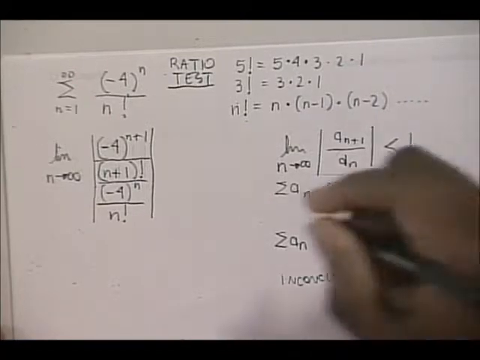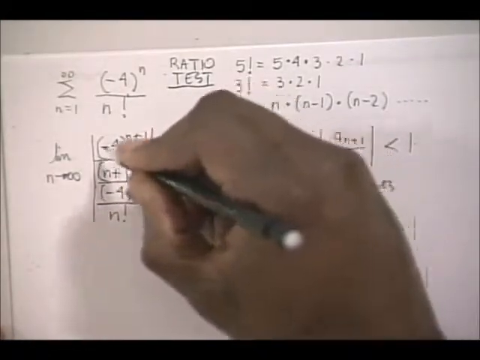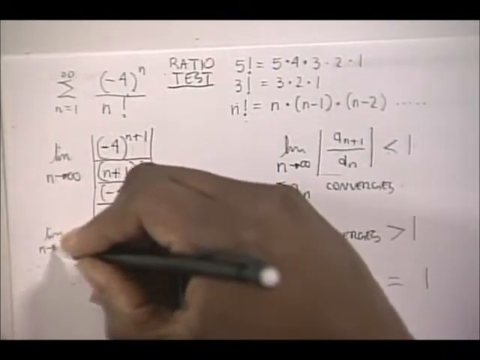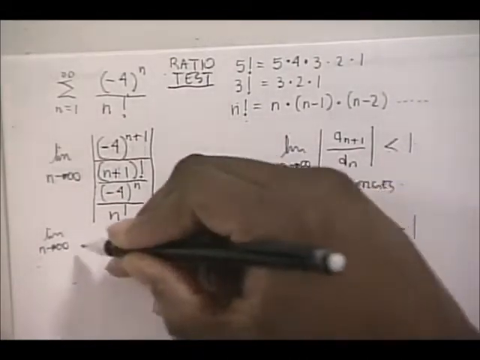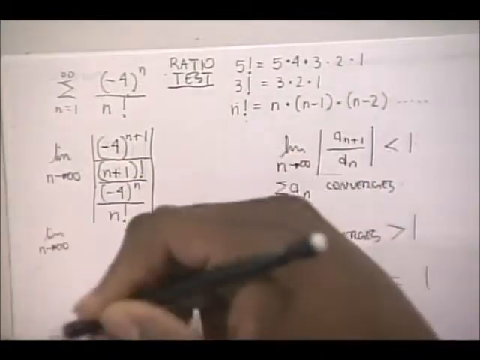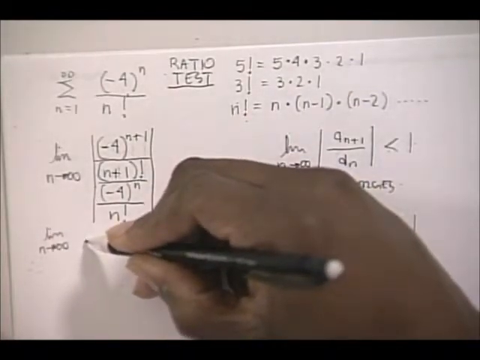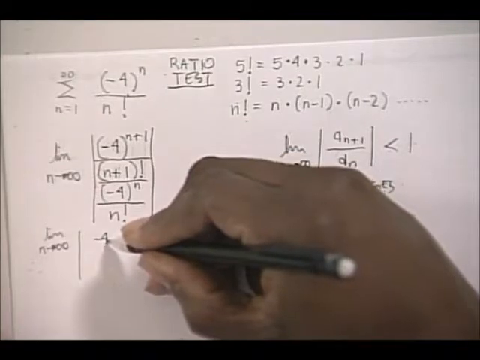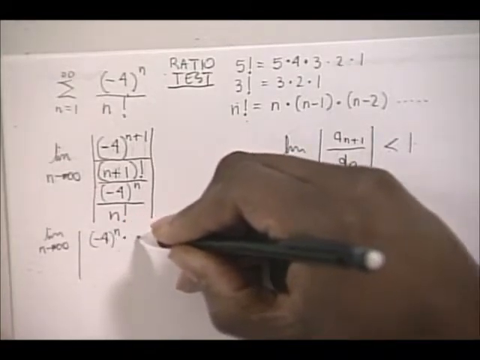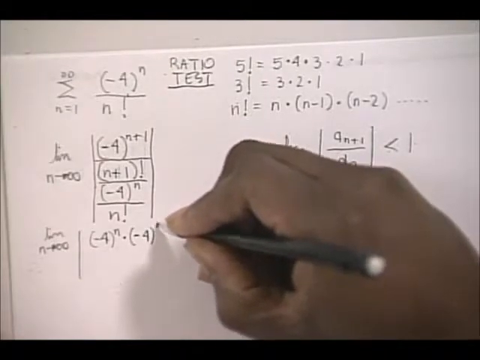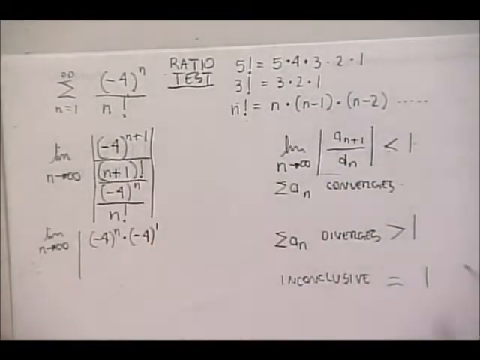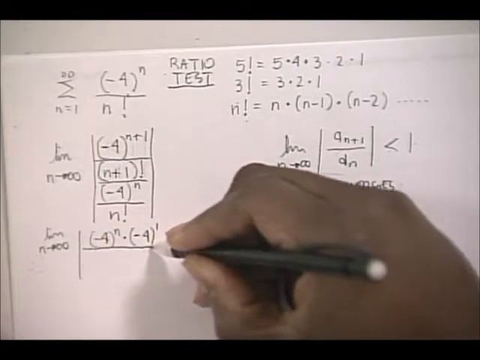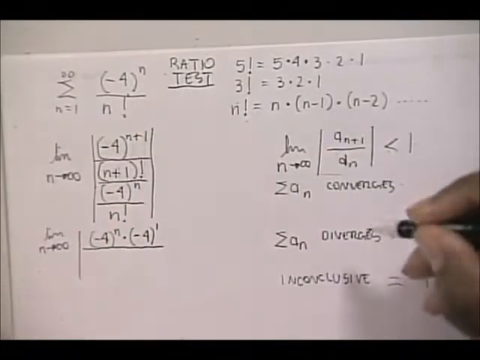All right, so what I'd like you to be able to see here is we've got a quotient. Not only that, we've got some exponents there that we can expand. So we've got the limit as n approaches infinity of -4 to the n plus 1. Another way to write that is -4 to the n power times -4 to the 1 power. It's the same thing because when bases are the same, you can add the exponents. All right? And this is divided by n plus 1 factorial.